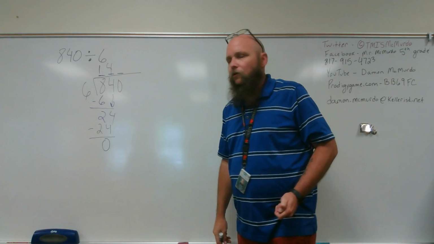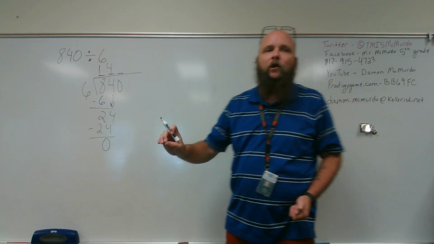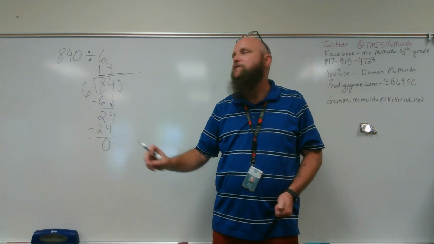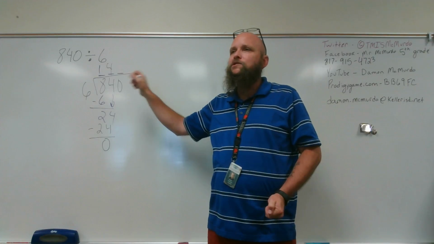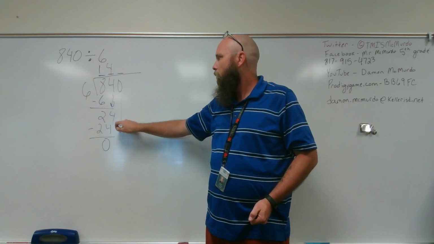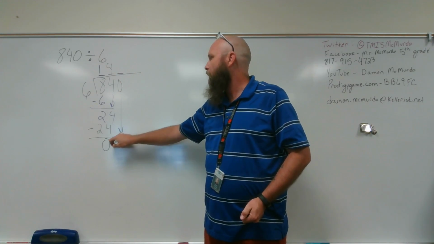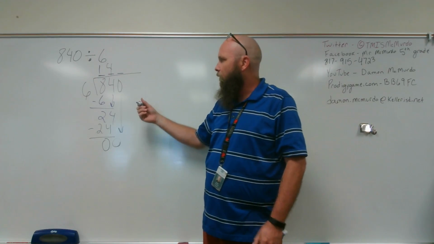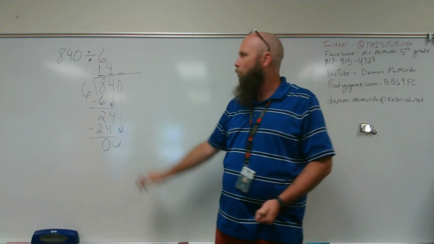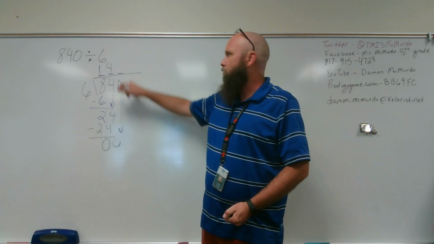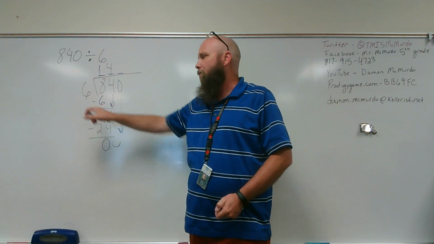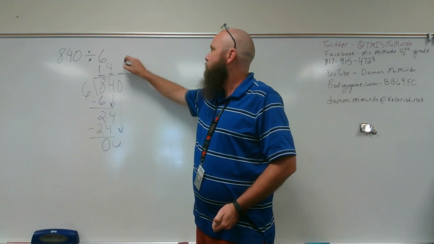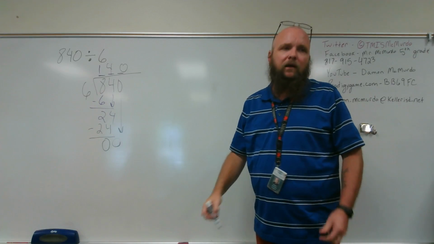Now I get a 0. This is where you'll mess up if you do not identify how many numbers need to be in your quotient. If you don't remember to bring down that 0. Every time you bring down a number, there's going to be a number up above. So how many times is 6 going to go into 0? 0 times.